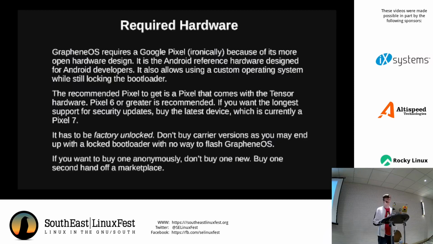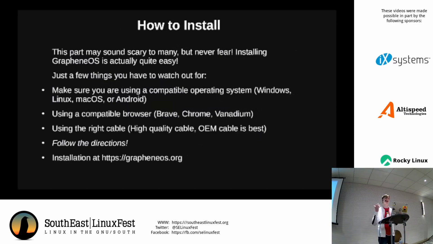And if you want to do this without having to go to Google, you can get factory unlocked ones at places like Best Buy, or just get a used one on eBay or locally. Yeah, and if you want to buy one anonymously, just don't buy one new. Because if you do buy one through Google that is factory unlocked, they will tie your name, credit card, all that into the serial number. All the information is kept together.